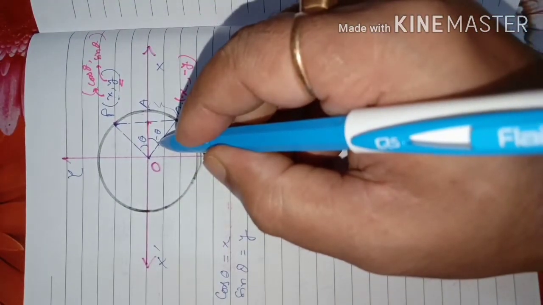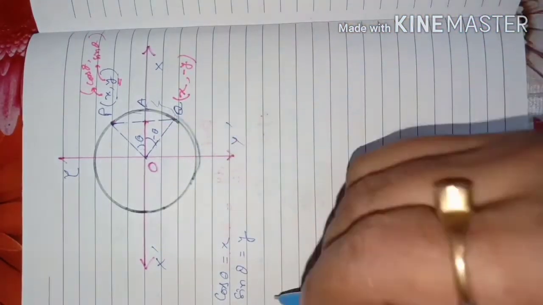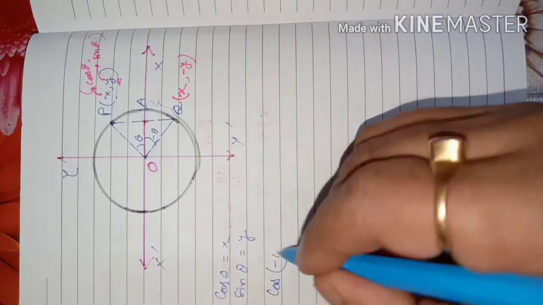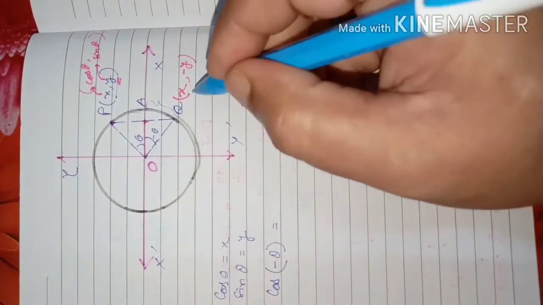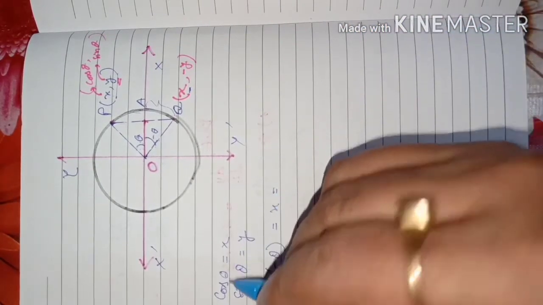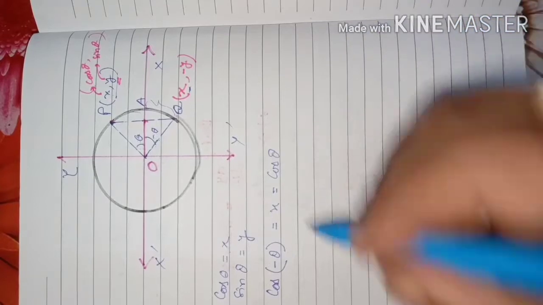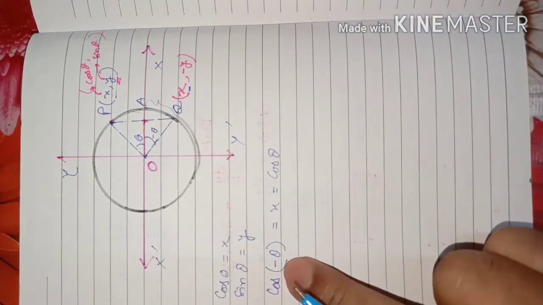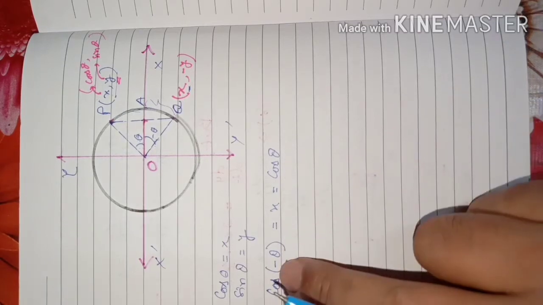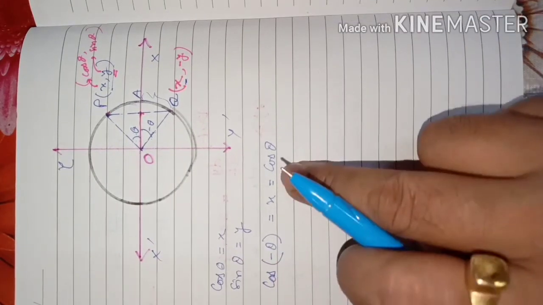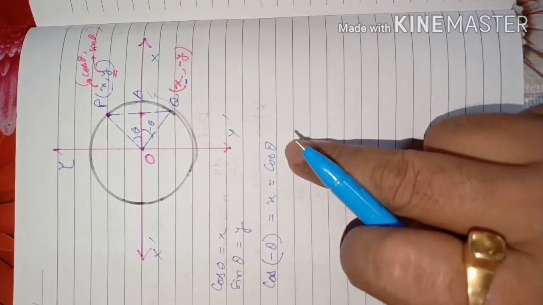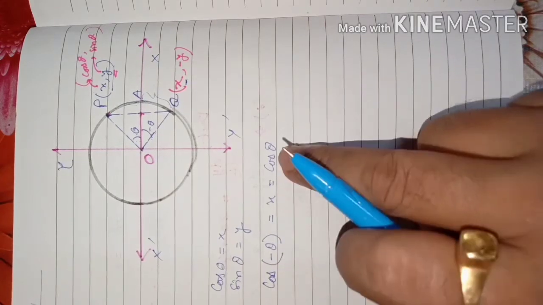Now you see, this angle is minus theta. Then what will cos of minus theta be? Cos of the angle minus theta is equal to this value. What is that? x. And that x is cos theta. So now you see, dear students, cos of a negative angle is again cos of the positive angle only. Means cos of a negative angle will not change. It will remain the same. Cos of minus theta is cos theta only.